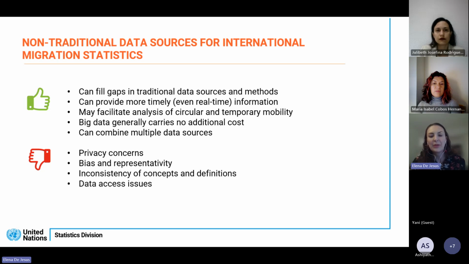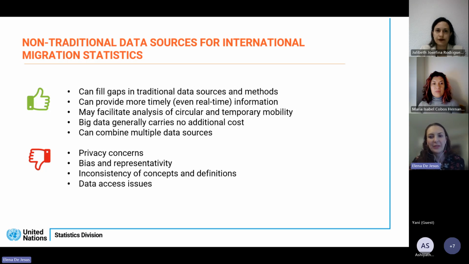And one advantage is that this carries no additional cost. This data is just being produced as part of other processes that are not specifically related to the statistical production process. And you can combine the different sources of data. You can look at, let's say, satellite data with mobile phone data together.